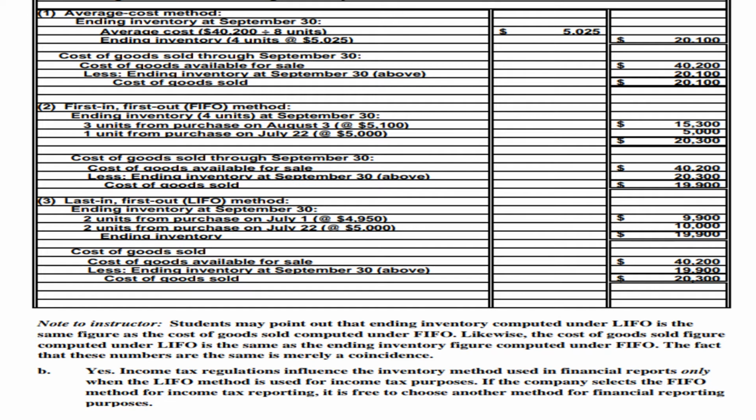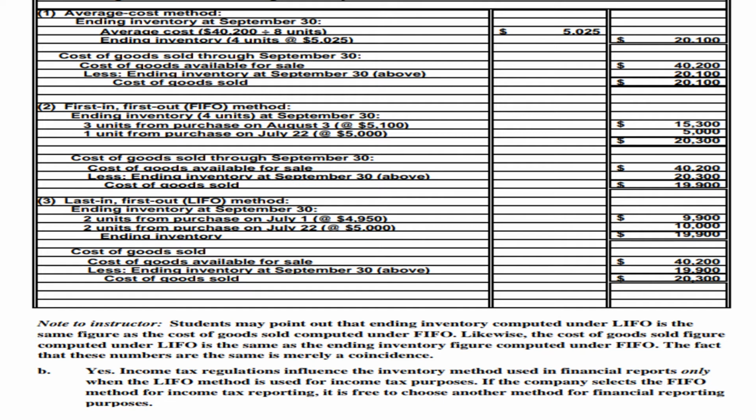In case of FIFO method, the ending inventory of 4 units at September 30 is 3 units from the purchase on August 3rd, and the 5,100 was per unit cost, and 1 unit from the purchase of July 22nd, that is 5,000.